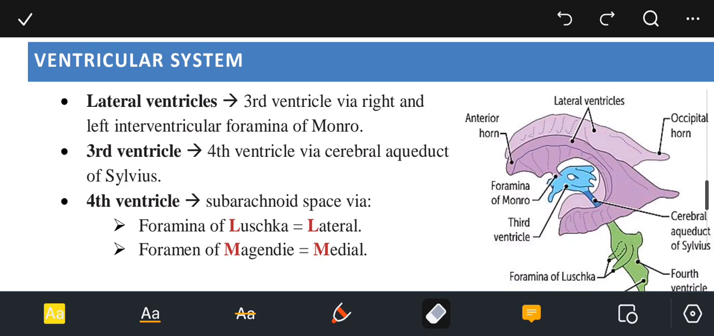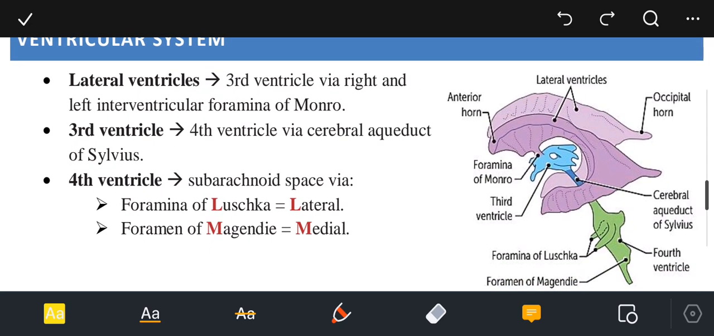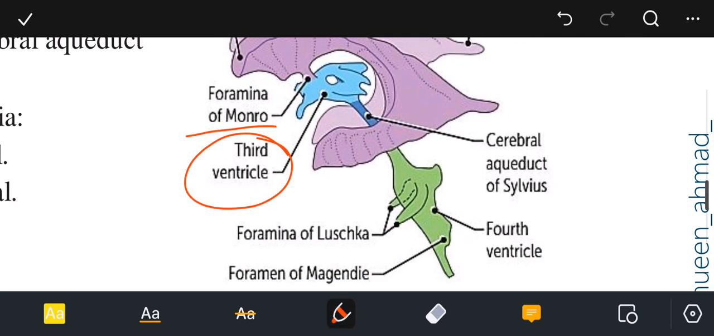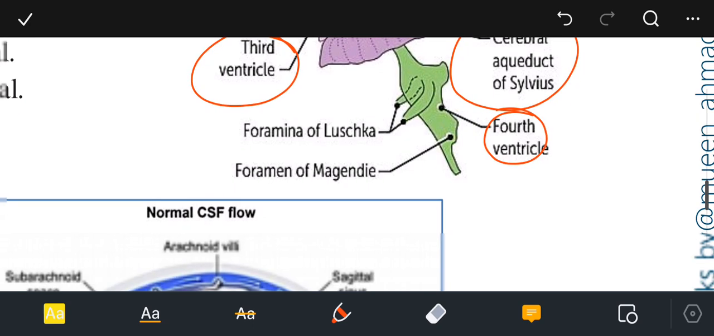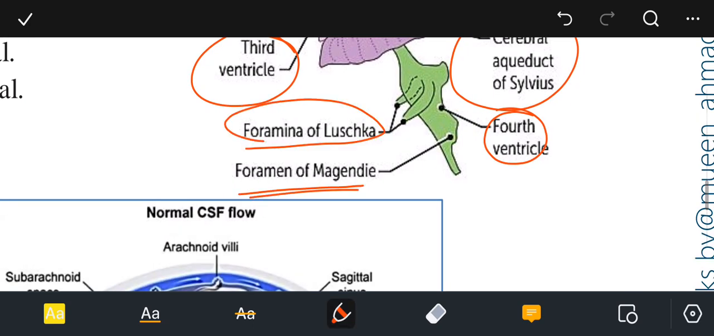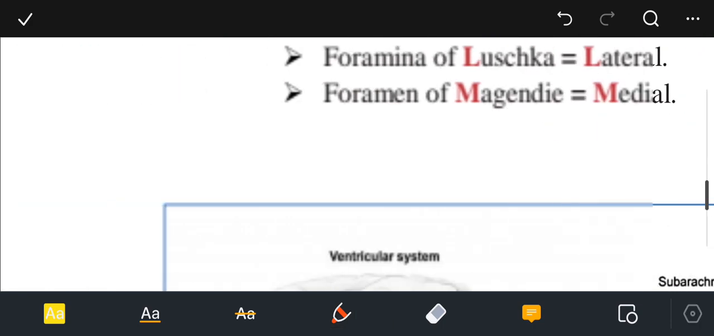Now this is something that we have already discussed when we were talking about, I guess, the Chiari malformation, something like that. So the ventricular system contains lateral ventricles which are connected by the foramina of Monro to the third ventricle. Then the third ventricle is connected by the cerebral aqueduct of Sylvius to the fourth ventricle, and this fourth ventricle is communicating by the lateral foramina of Luschka and the central foramen of Magendie to the subarachnoid space.